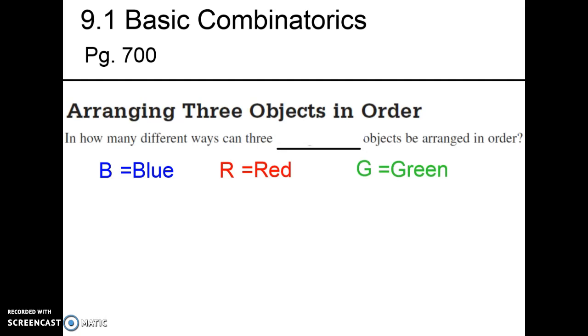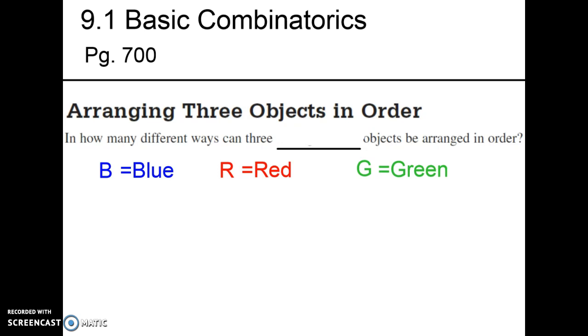So we're going away from the abstract concepts of algebra and going to some very easier to understand numbers and facts and figures and different ways of counting different circumstances and things like that. So if you get stuck, there are some examples on page 700. But this first concept we're going to talk about is arranging three objects in order.